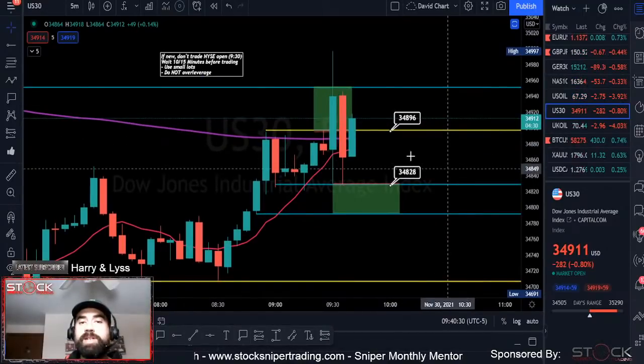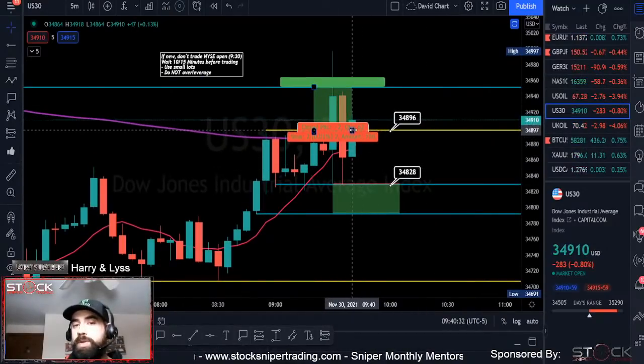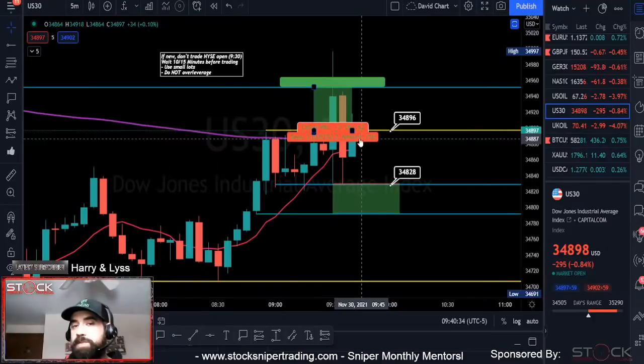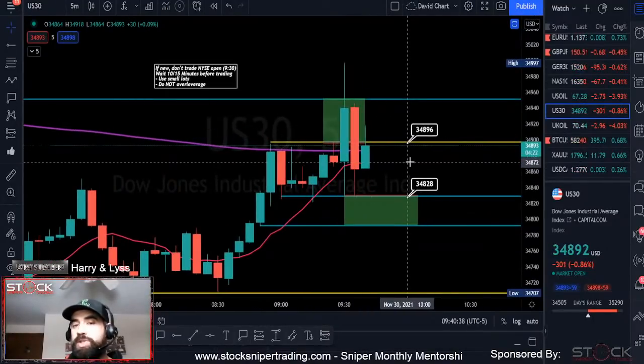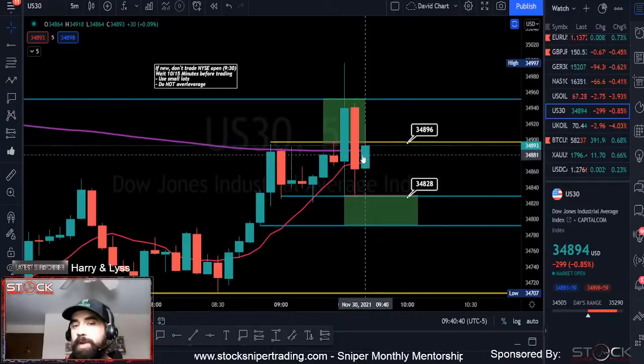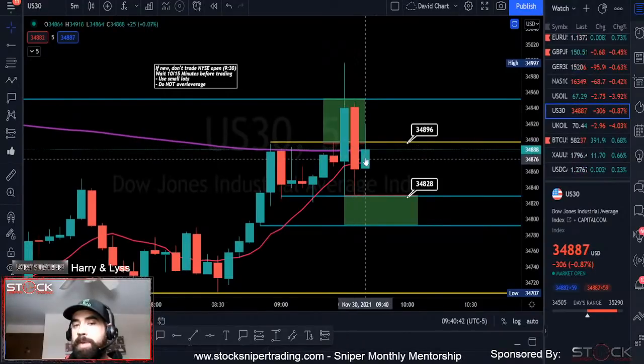Just monitor this, guys. If US 30 pumps, I would wait on this candle right here. It's got to get some volume. This is your secondary bullish entry. It's right at the moving averages. Just be patient with this.